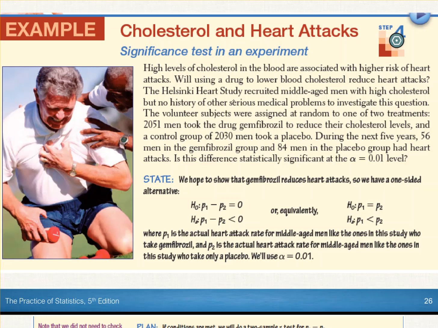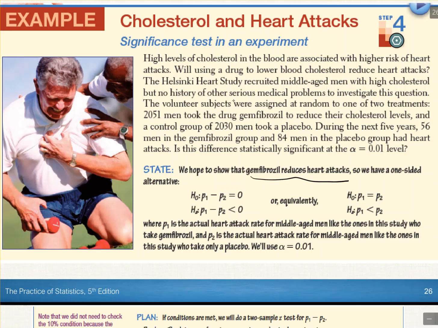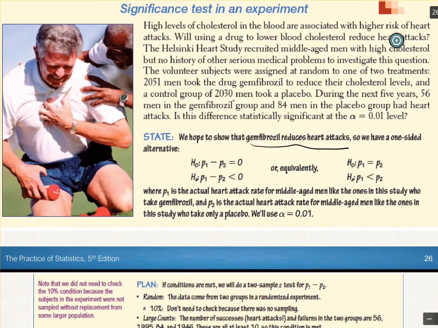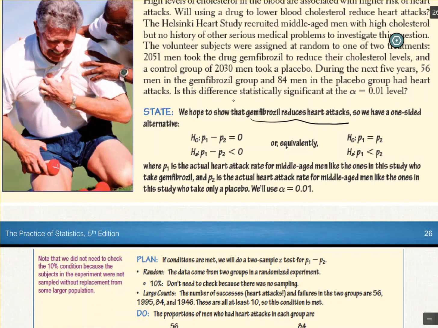So they're being pretty strict here, right? A smaller alpha, if you compare it to confidence intervals, is like a 99% confidence interval. All right, so null hypothesis, there's no difference. The alternative hypothesis is we want to see that it reduces heart attacks, so we're going to look that the difference is less than 0. Where P1 is the proportion of people that took gemfibrozil, and P2 is the actual heart attack rate for those taking the placebo.